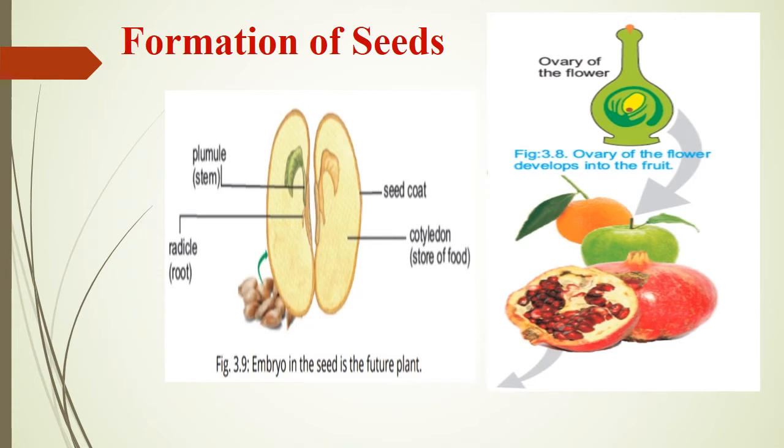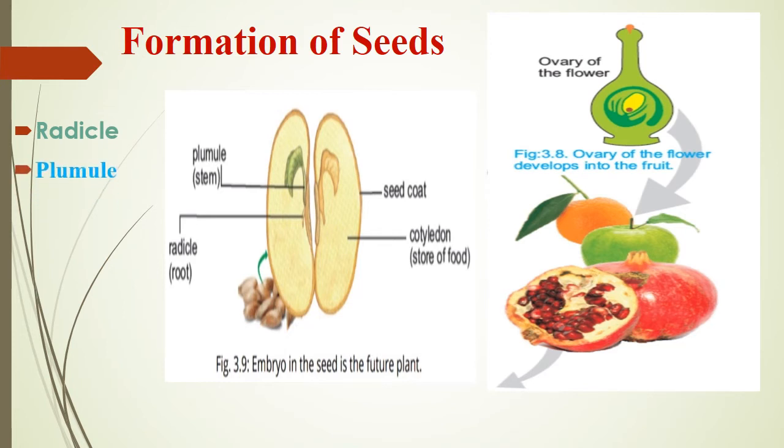The most important part of a seed is its embryo. Embryo grows into a new plant. The embryo consists of the following parts. First one is radicle. This part of the embryo develops into the first root of the new plant.